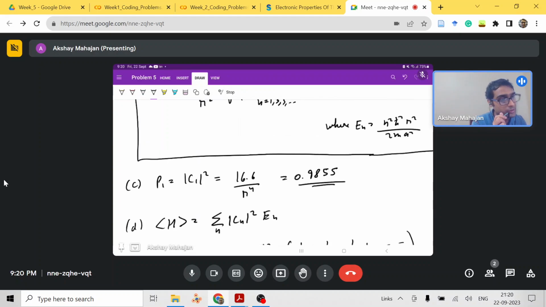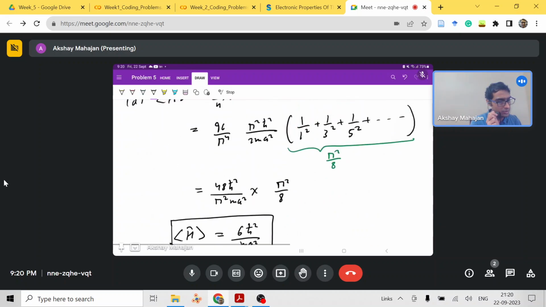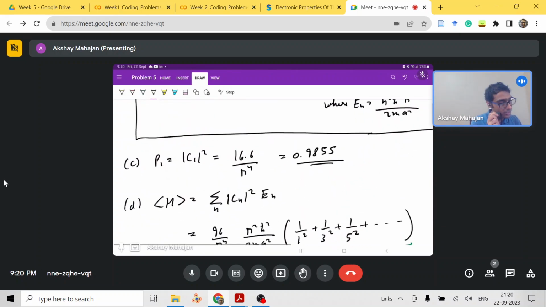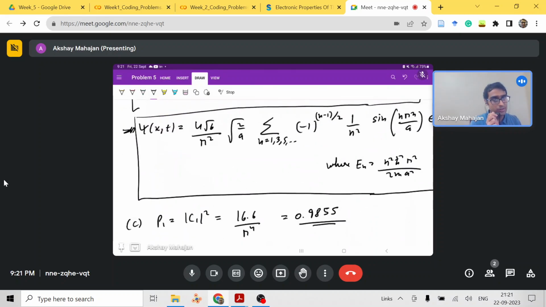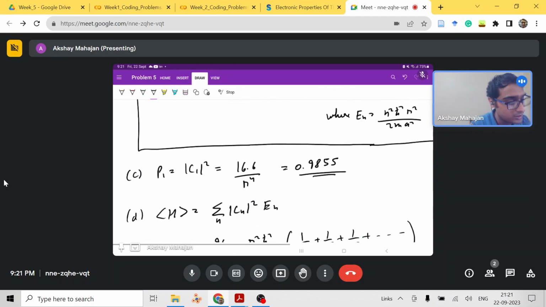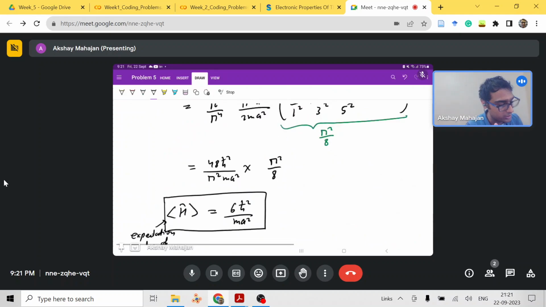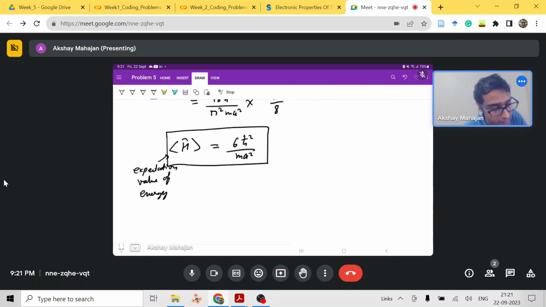Although the probability is coming as 0.985, so our state is mostly made up of the ground state, which should give you an energy of 0.5 times pi squared, about 3 times h-bar squared by m a squared. But the expectation value is coming out larger than that because of the contribution from the higher states as well. So that is our part. You can just check out this calculation.